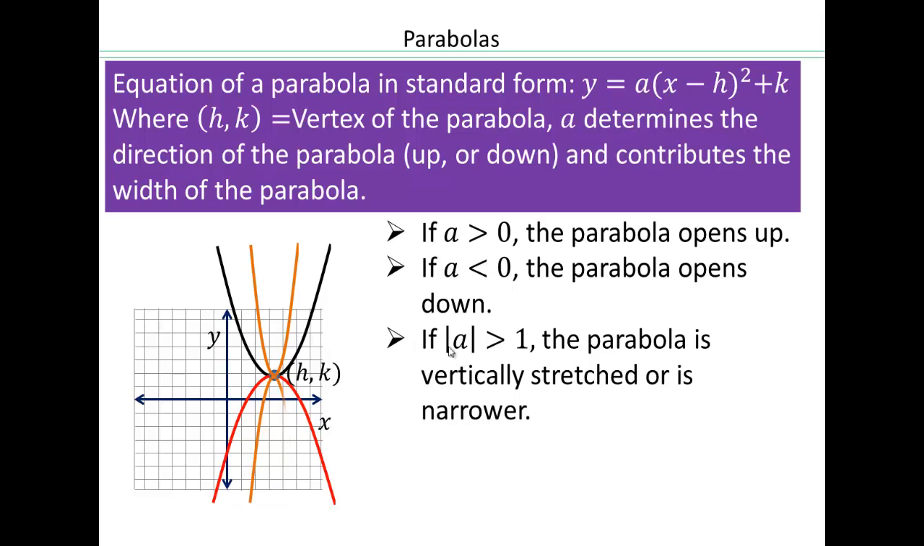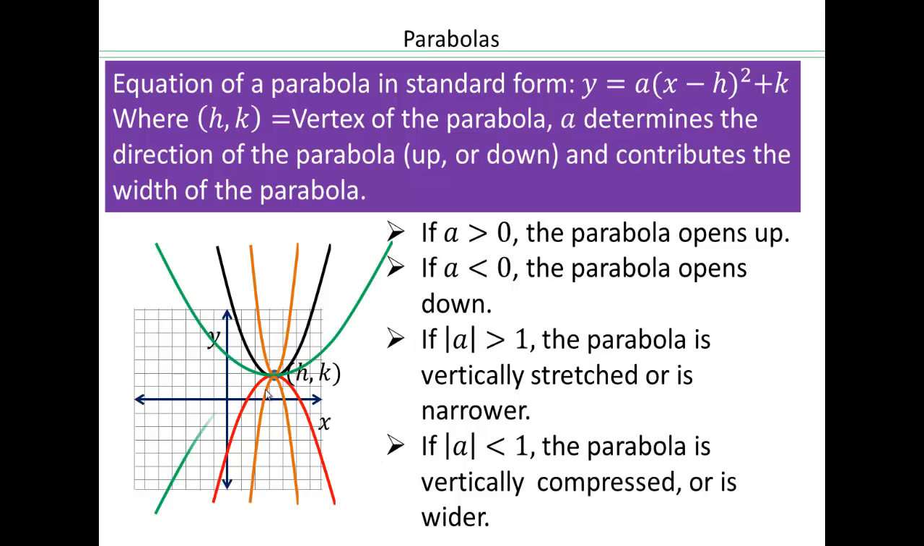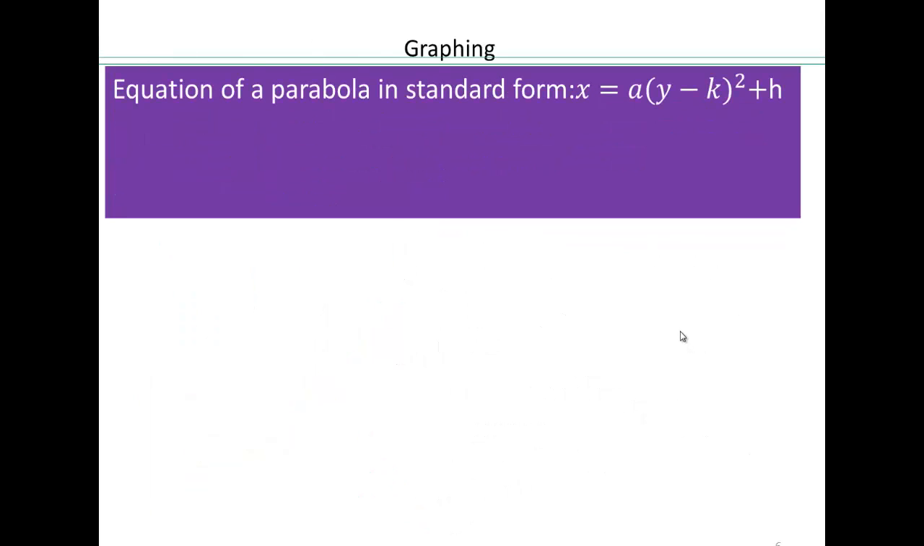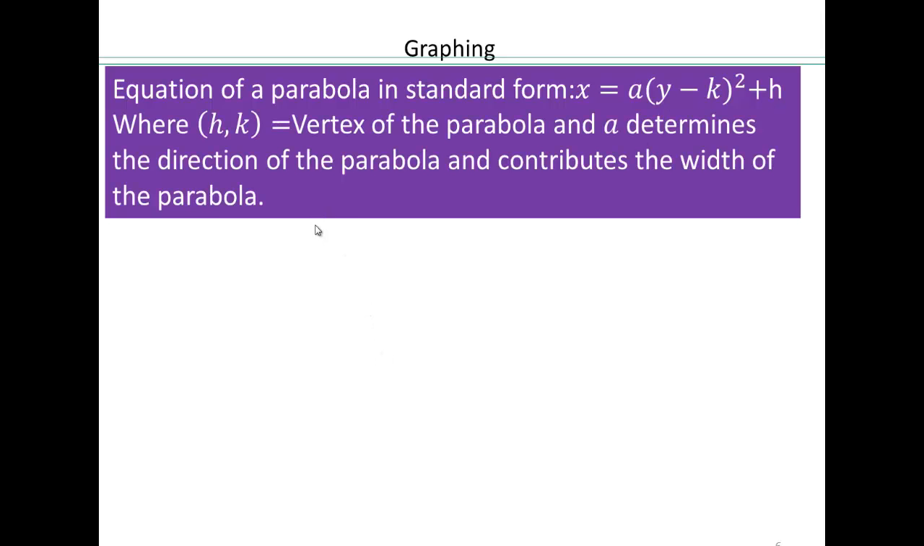If your absolute value of a is bigger than 1, you have narrower parabolas. And if your a is between 0 and 1, then you have wider parabolas. Similarly, if you were writing the equation in standard form as x equals a(y minus k) squared plus h, then again (h, k) is our vertex.